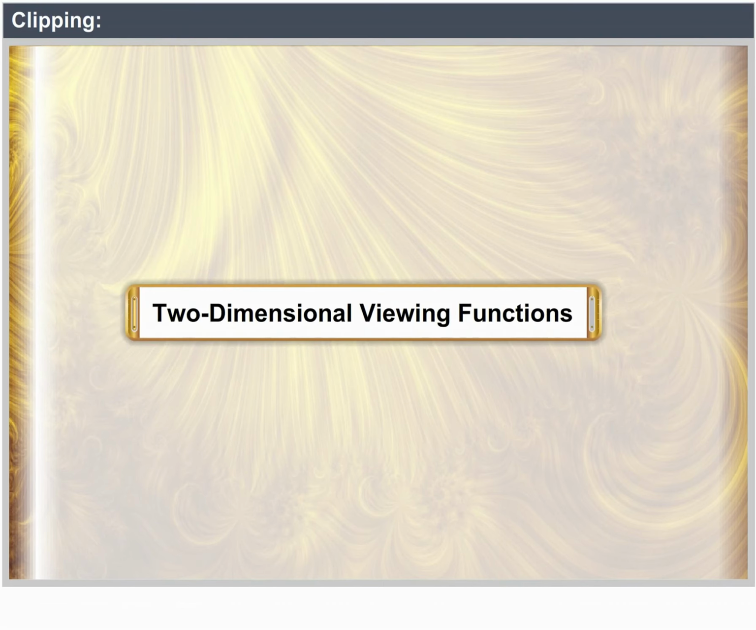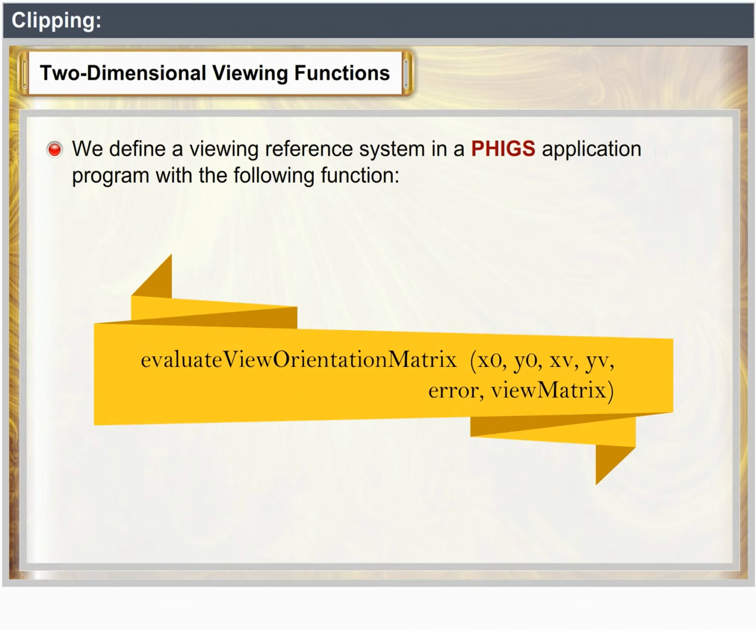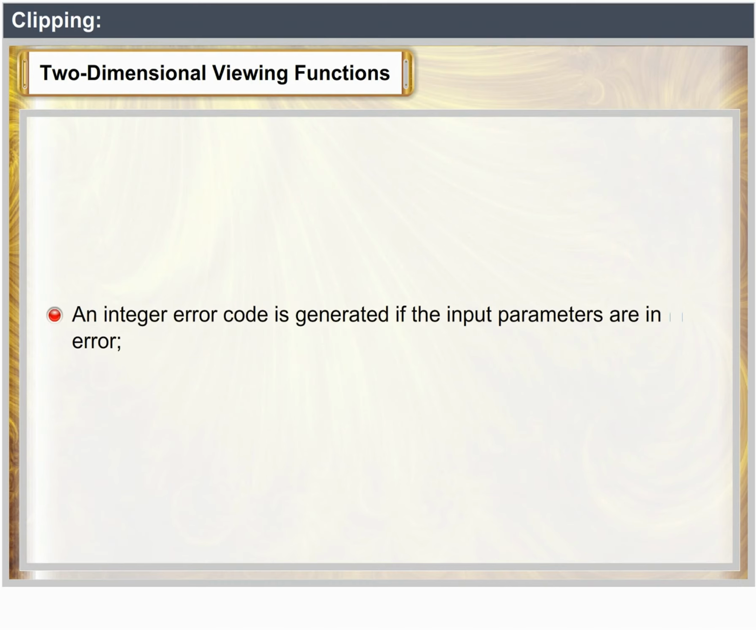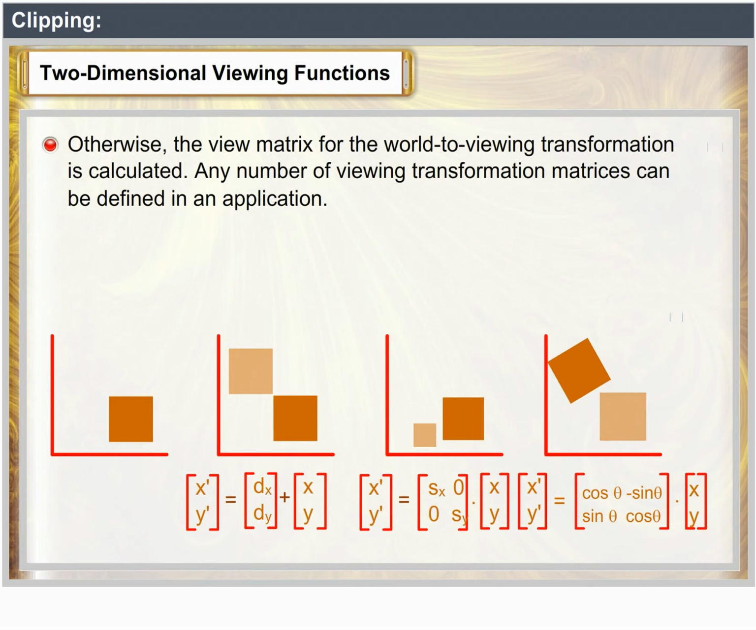Two-dimensional viewing functions. We define a viewing reference system in a fixed application program with the following function. evaluateViewOrientationMatrix(x0, y0, xv, yv, error, viewMatrix), where parameters x0 and y0 are the coordinates of the viewing origin and parameters xv and yv are the world coordinate positions for the view up vector. An integer error code is generated if the input parameters are in error. Otherwise, the view matrix for the world to viewing transformation is calculated. Any number of viewing transformation matrices can be defined in an application.